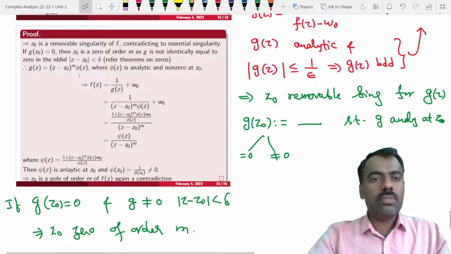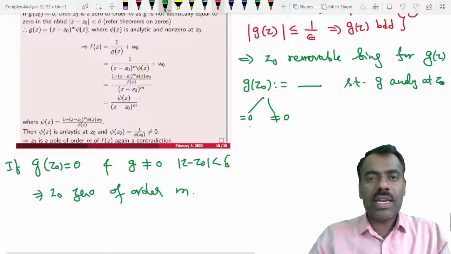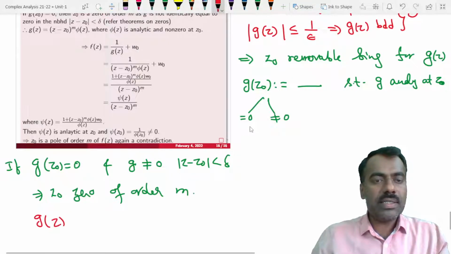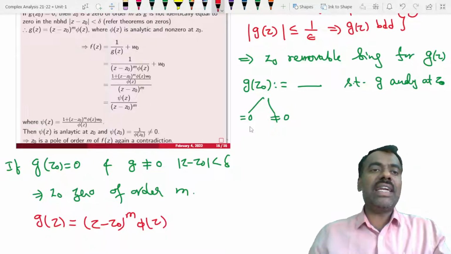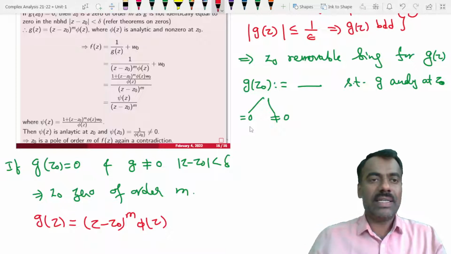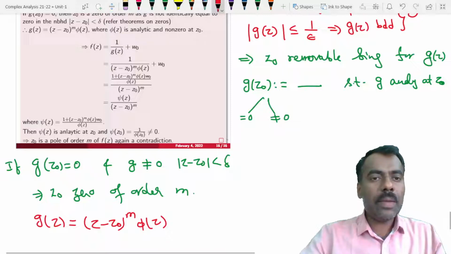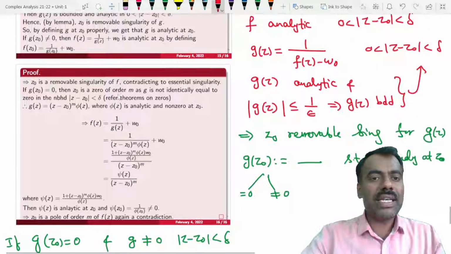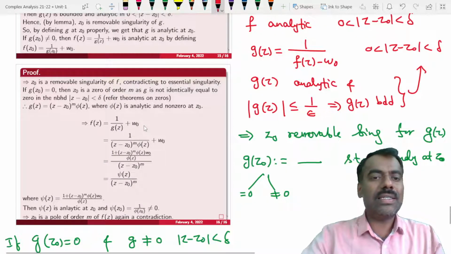Yeah. So because this is a zero of order m, we can write g of z as (z minus z naught) to the power m times some phi of z, where phi of z is analytic at z naught and non-zero at z naught. Okay. So what will our f of z become? We can write f of z as 1 by g of z plus w naught.